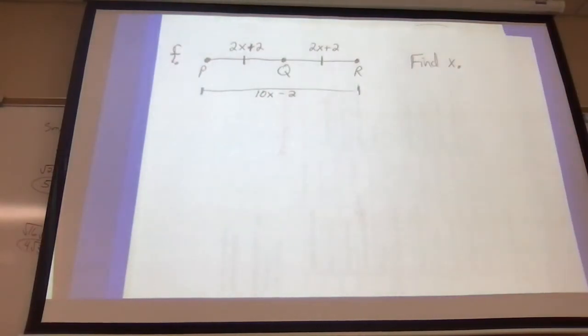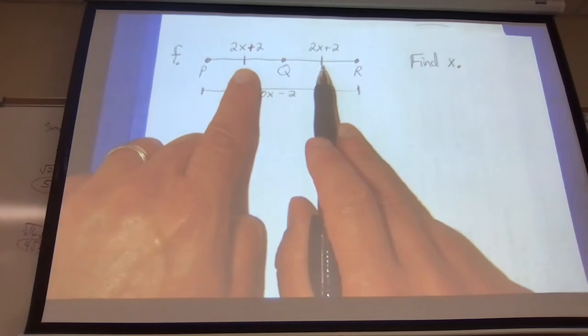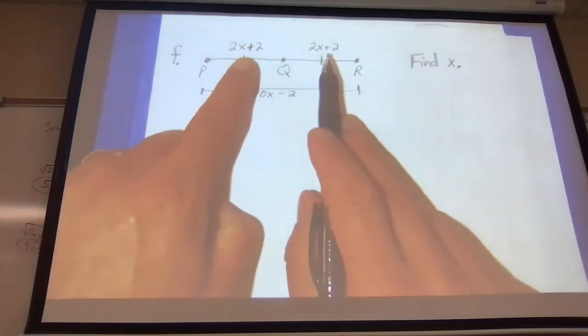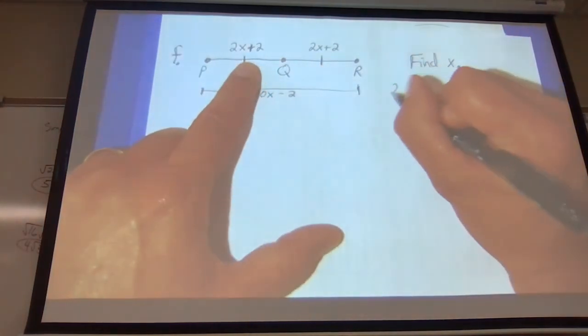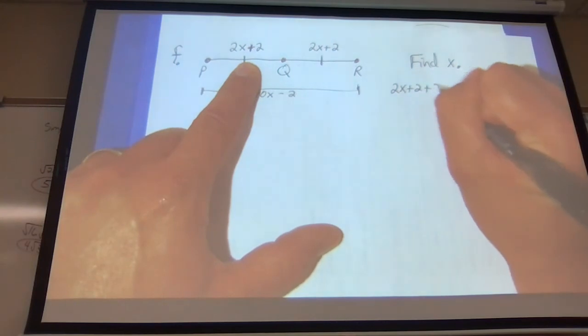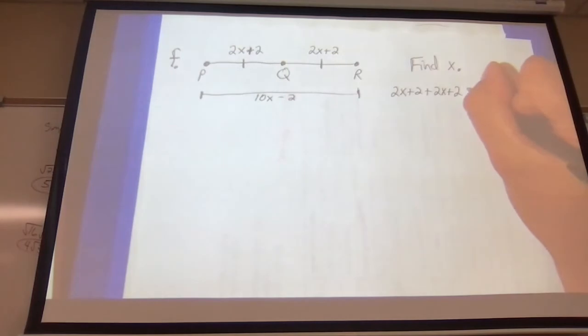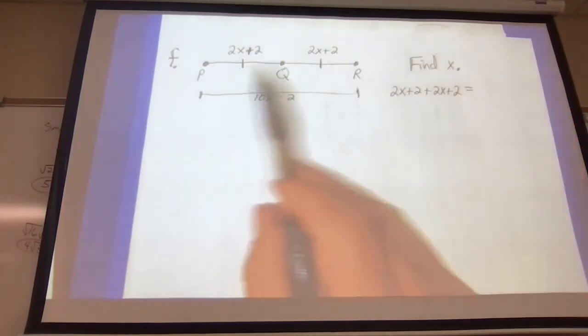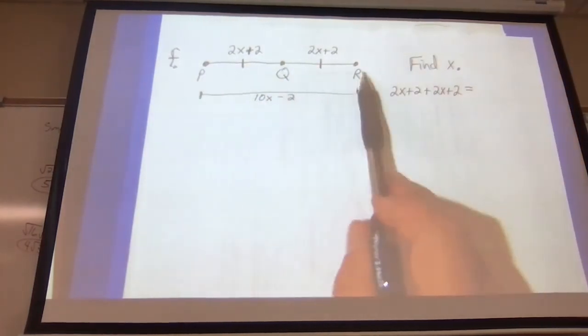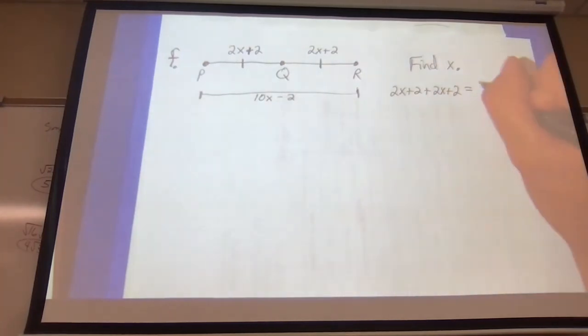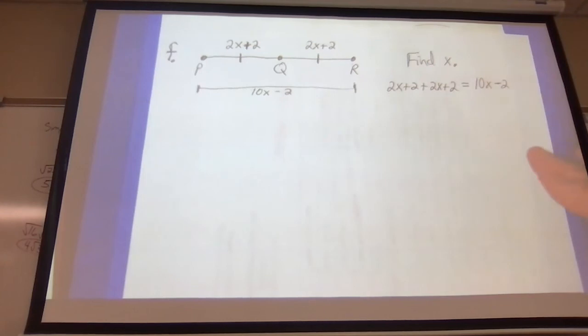Now, if you go back to what you did yesterday, when you add the two little segments together, you get the entire thing. So let's add the two little ones together first. 2x plus 2 plus 2x plus 2. Those two little ones added together will equal the entire segment, which is 10x minus 2. Now, before I go any further, any questions on how I got this equation here?